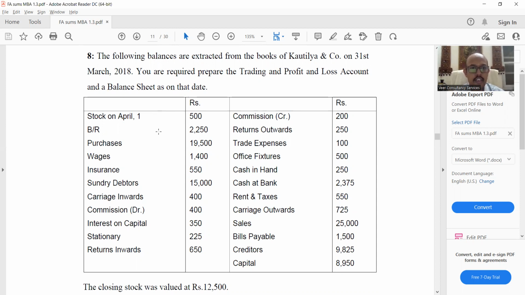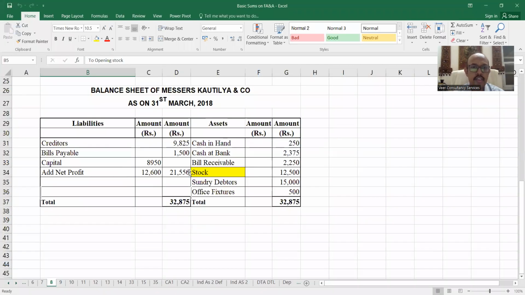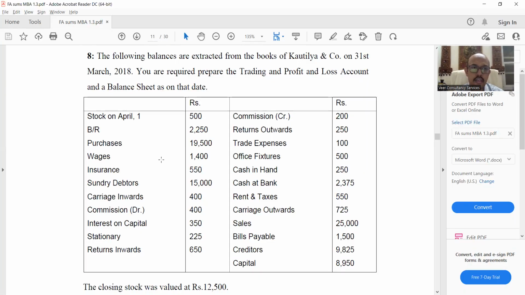Then we have BRS, bills receivable. What are bills receivable? They are basically simply debtors. They are like people from whom you have to get the money. So bills receivable is an asset. Assets are always recorded in the balance sheet on the asset side. So we'll put bills receivable on the asset side.